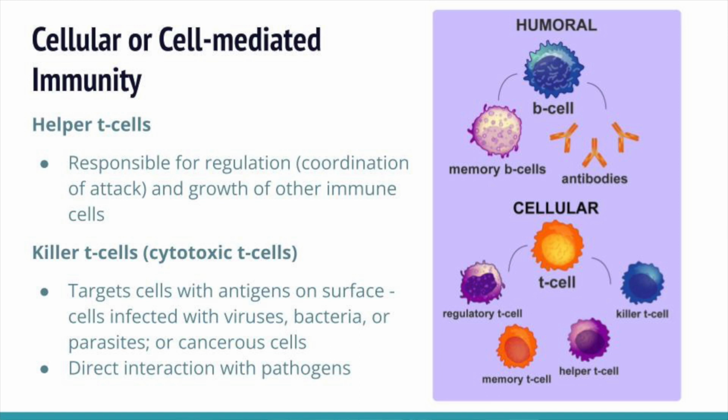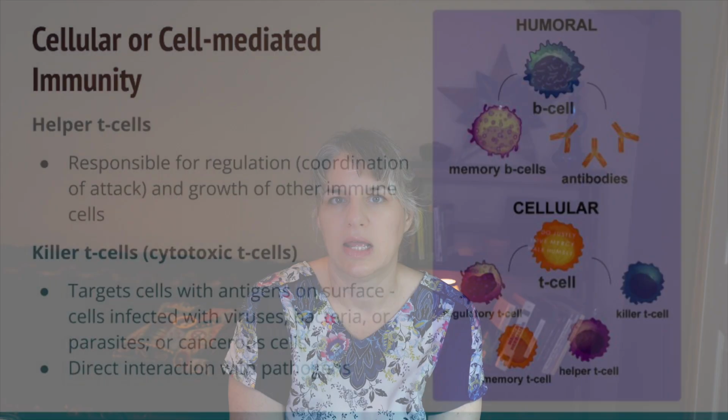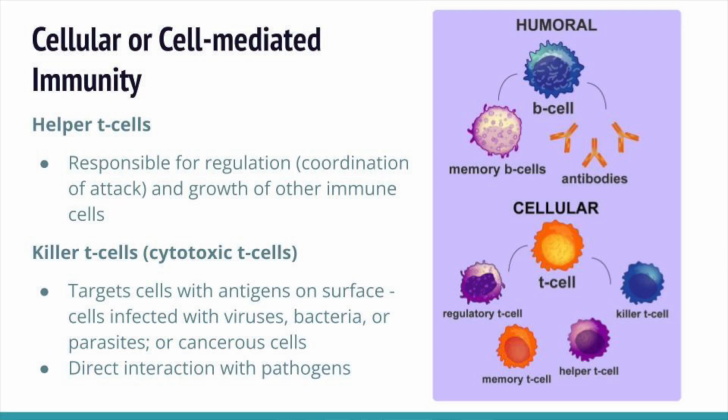So the helper T cells, those cells are responsible for regulation, for the coordination of the attack, and for growth of other immune cells. So they're kind of the brains of the operation. They're thinking about, okay, what do we need to do? And then they're also helping all these other cells to grow. I think of them as like the trainers, like a coach. They come up with a plan, and then they're going to train their guys. So they look at what they're faced with. Okay, we're going to do this, but we need these guys in shape over here, and we've got to get these guys in shape over here.